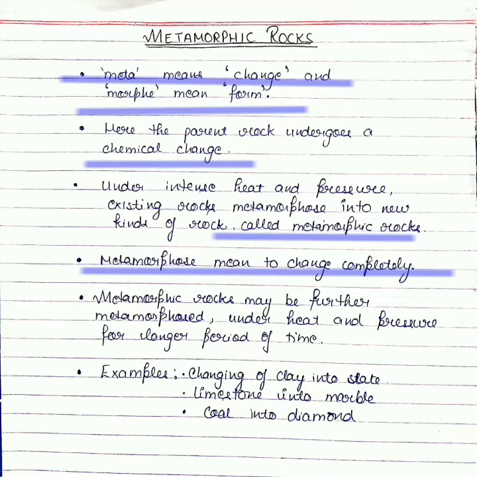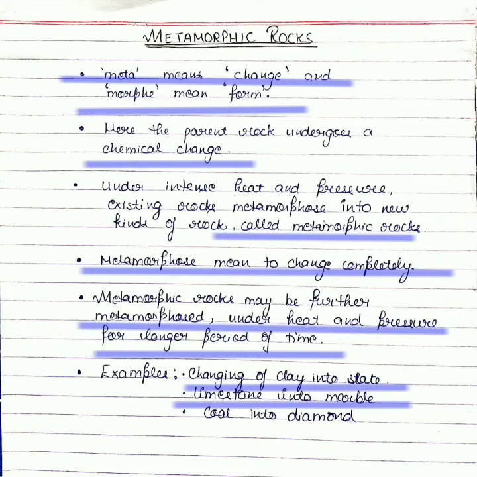Metamorphic rocks may be further metamorphosed under heat and pressure for even longer period of time. Examples of metamorphic rocks are changing of clay into slate, limestone into marble, coal into diamond. Gneiss and quartzites are also examples.